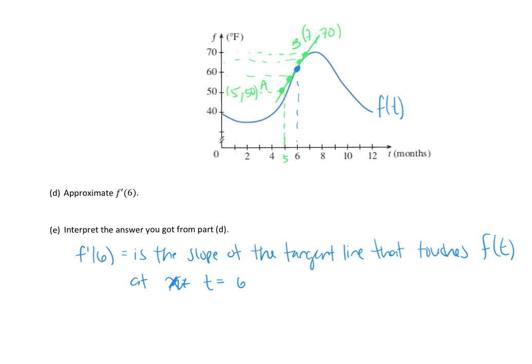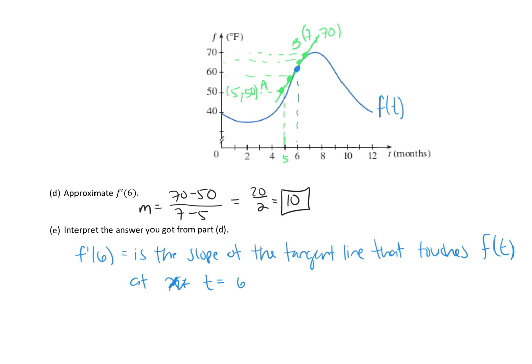So now to calculate that slope, I'll call that slope M. We're looking at the change in temperature, so that's 70 minus 50 over the change in time in months. So that's going to be 7 minus 5. So this gives me approximately 20 over 2 or 10. Okay, so now that gives me the slope, but we've got to interpret it in context.